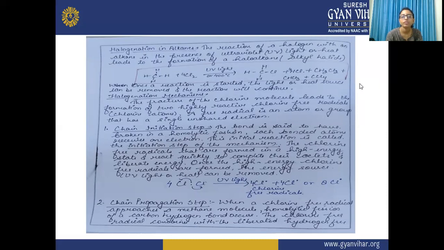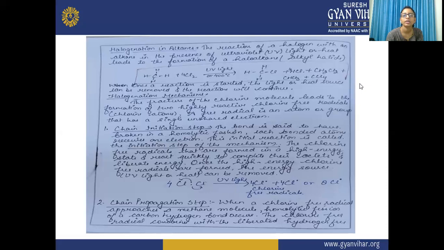So a free radical is an atom or group that has a single unshared electron. The free radical is an atom that is highly reactive, having a single unshared electron on it. Here three steps will be involved. First is the chain initiation step, second is the chain propagation step, third is the chain termination step.